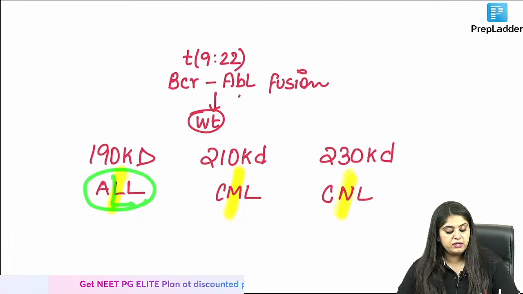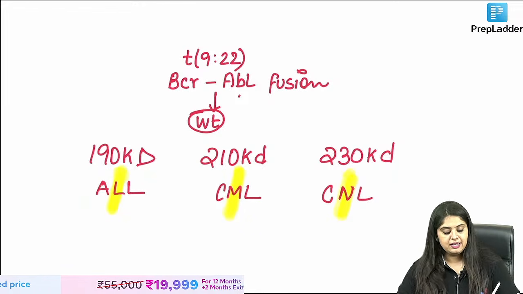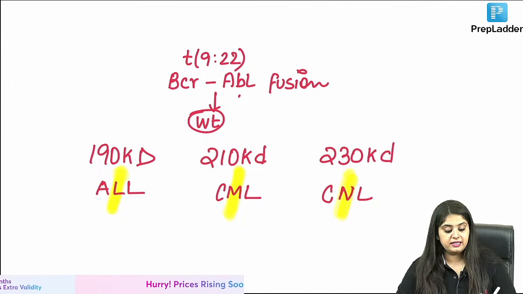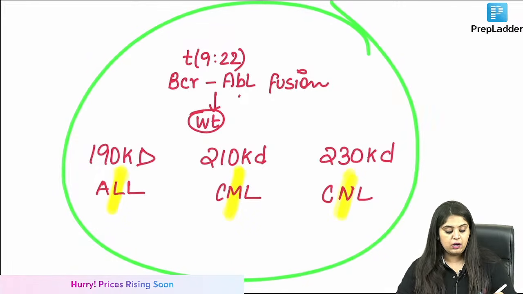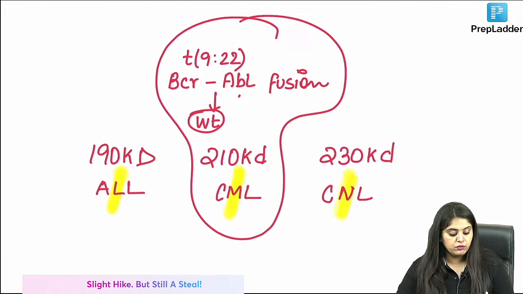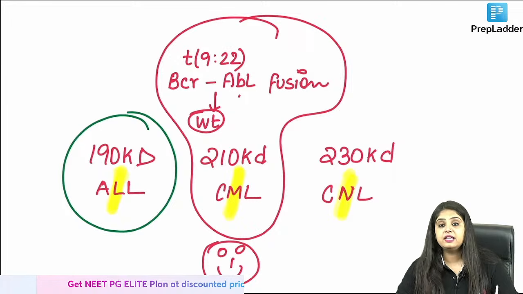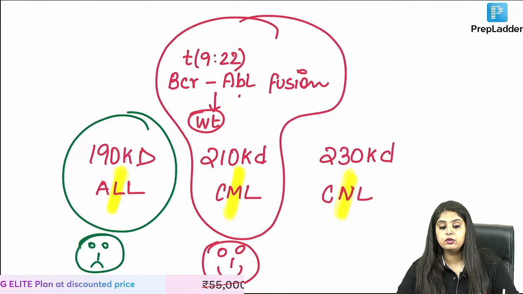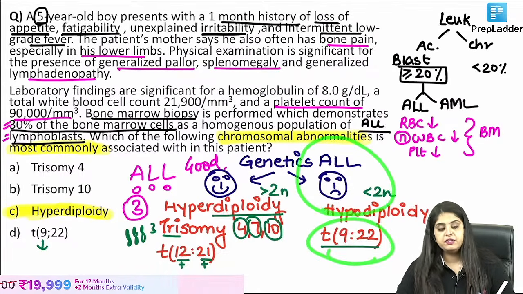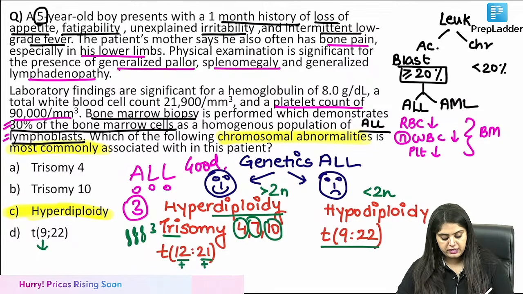Number one is going to be ALL. Second one is going to be Philadelphia, CML, and third one is going to be chronic neutrophilic leukemia, that is CNL. This has been asked, but now I want to tell you that aap most commonly padhte ho in case of CML, and over there it is going to have a good prognosis. But when it happens in ALL, over here I just now taught you, it is going to have a bad prognosis, and that is what you've written over here. You have written it under the bad prognosis. I think we are settled with this. Can we move on to the next question?